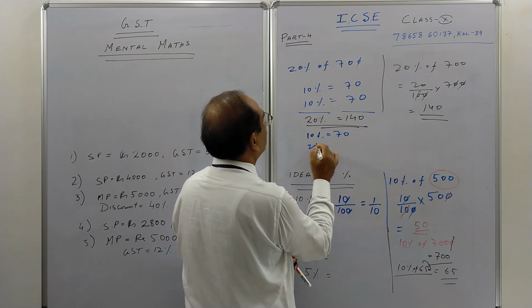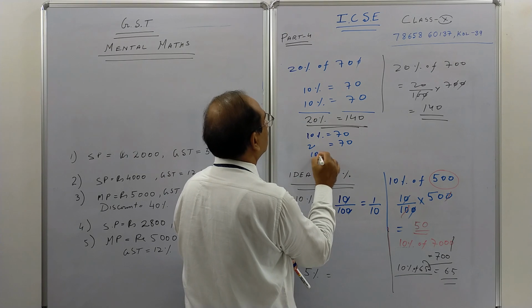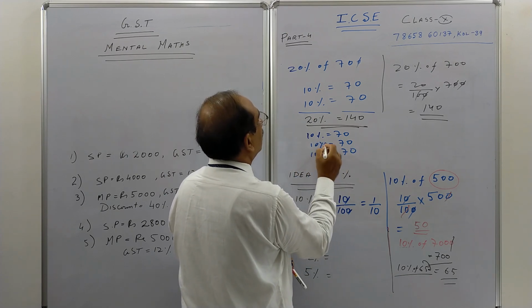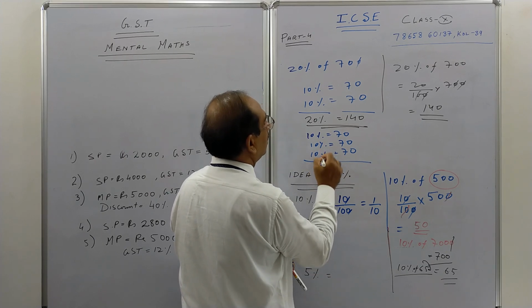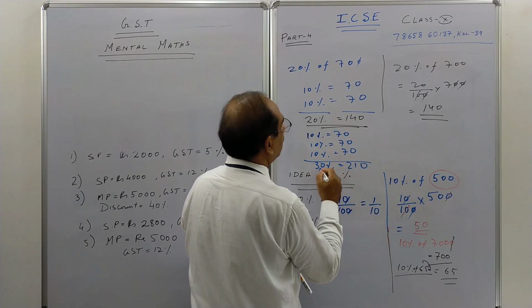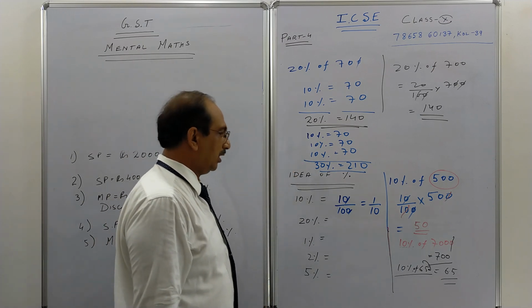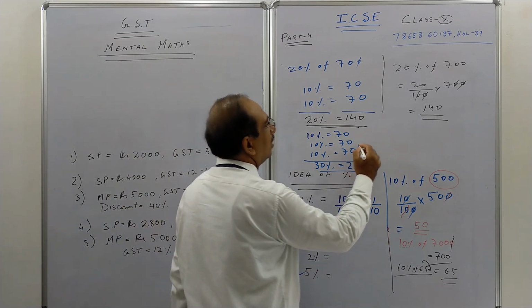20%. Another 10% is 70. Another 10% is 70. So 30% will be, you add here, and this will be 210. You can do by that method also. So once you know 10%, now we come to 5%.